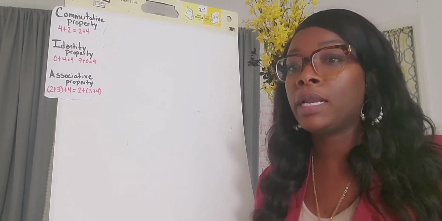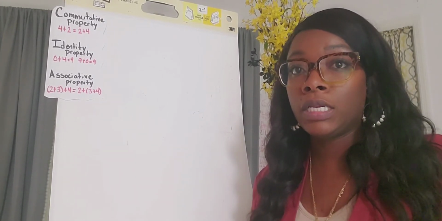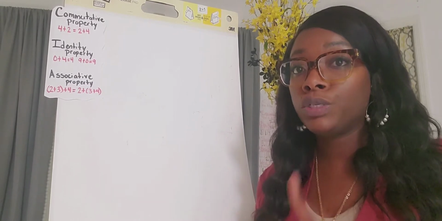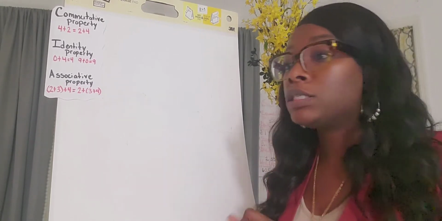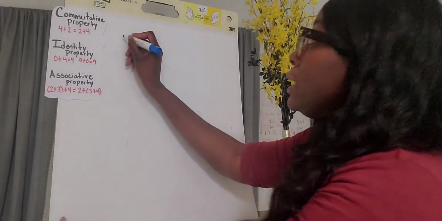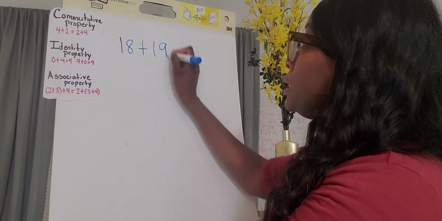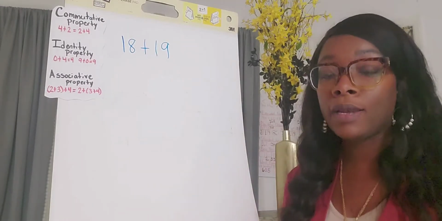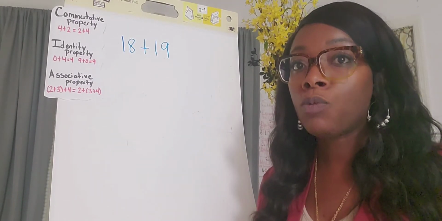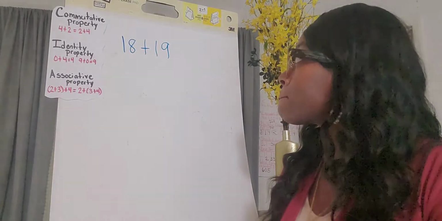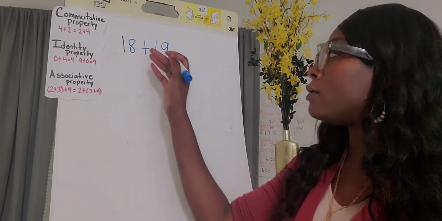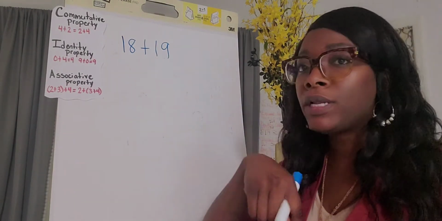Let's jump right in. Very first thing is we're going to look at our 2-digit numbers with regrouping. So the first one that we're going to look at is 18 plus 19. So go ahead and write that number down for me. Okay. Now, we're going to figure out how we can solve this number.